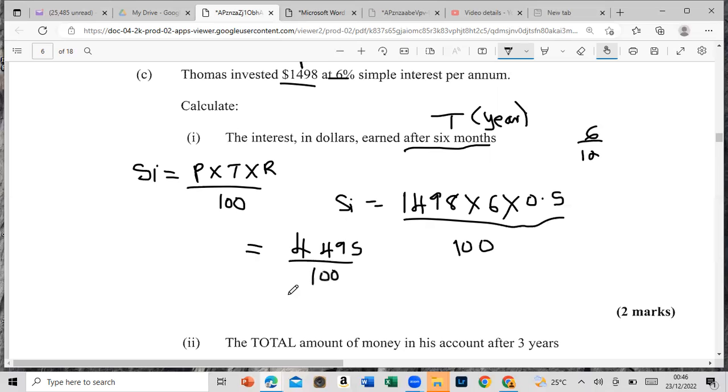So now it will do 1, 2. So that's $44. So the simple interest would be $44.95. And they did ask us for the simple interest. All right, so let's go down. And that is worth 2 marks. Let's move on to 2.